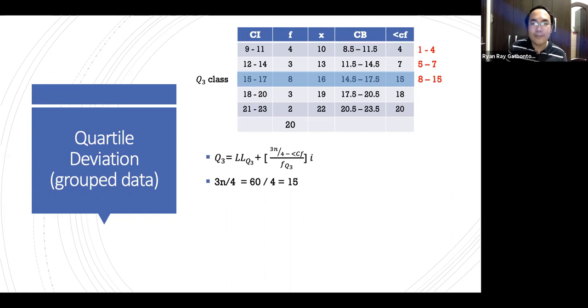Now that we identified the third quartile class, we can substitute it in our formula. So the third quartile is 14.5 plus 3 times 20 divided by 4 minus 7, divided by 8, is equal to 3. We arrive at the third quartile value of 17.5.